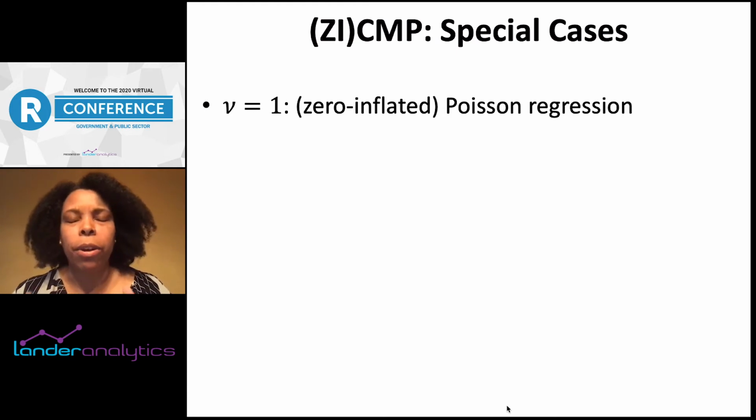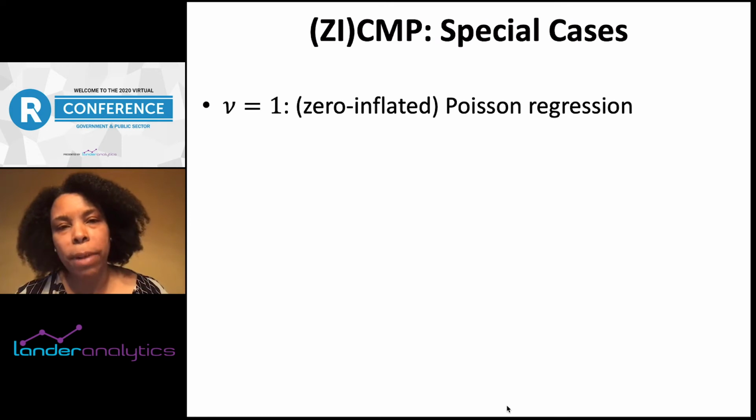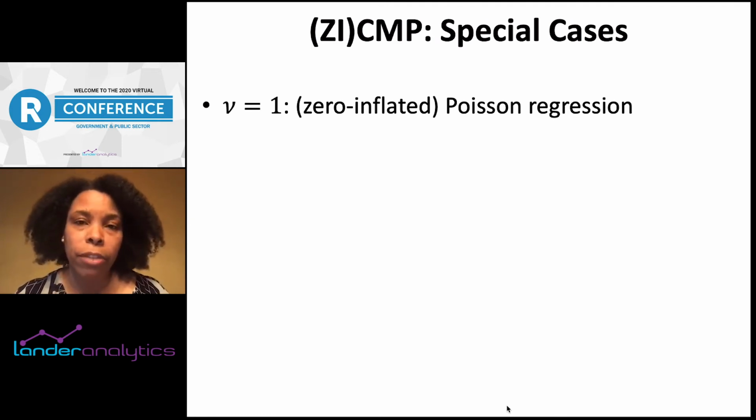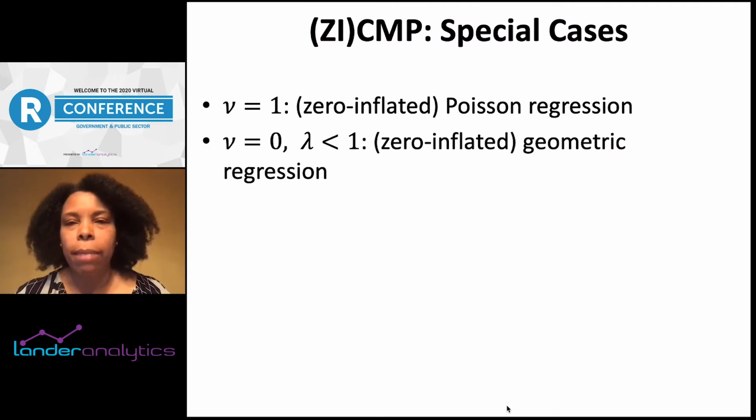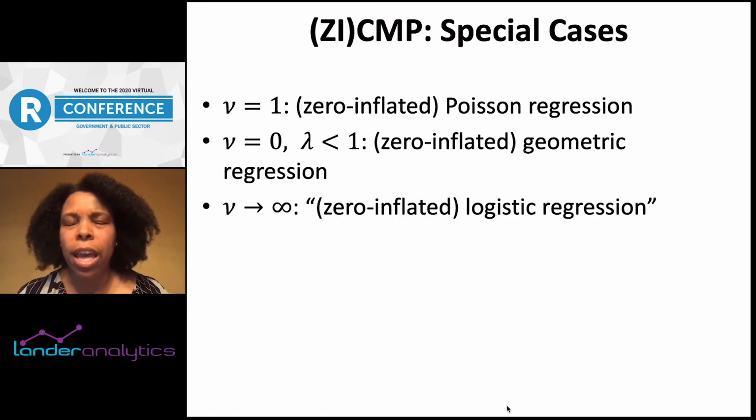So that said, it's worth noting that the zero inflated CMP, of course, captures the analogous special cases, as did the original Conway-Maxwell-Poisson. So for nu equal to 1, we recognize that we capture the ZIP model, or the zero inflated Poisson. When nu equals 0 and lambda is less than 1, we capture a zero inflated geometric regression. And if you think through our special cases, remember when nu went to infinity, we captured the Bernoulli. So one would imply that this is a capturing of a zero inflated logistic model.